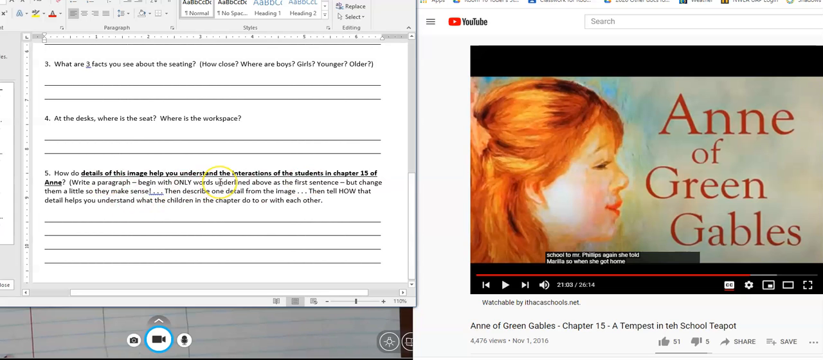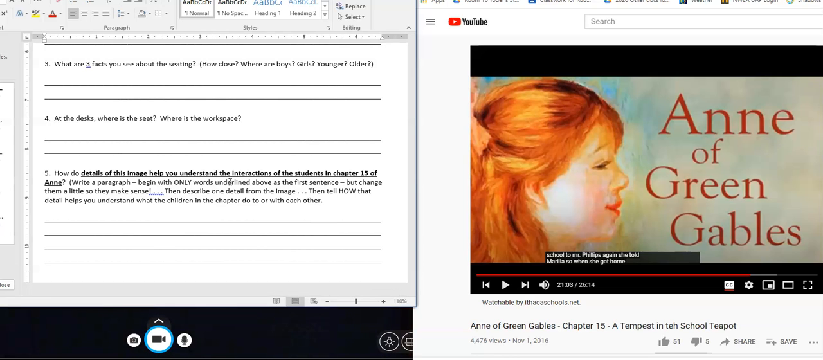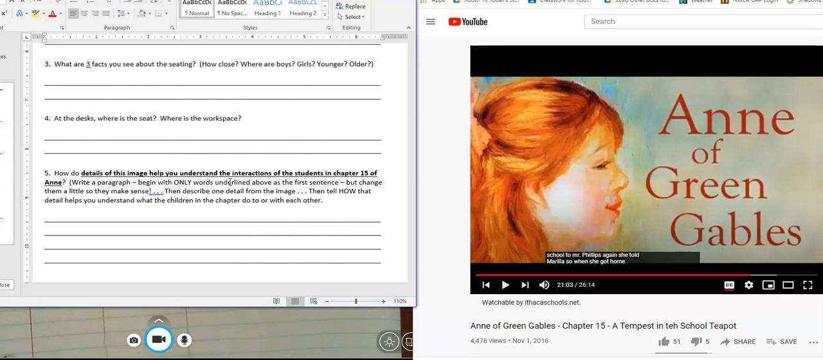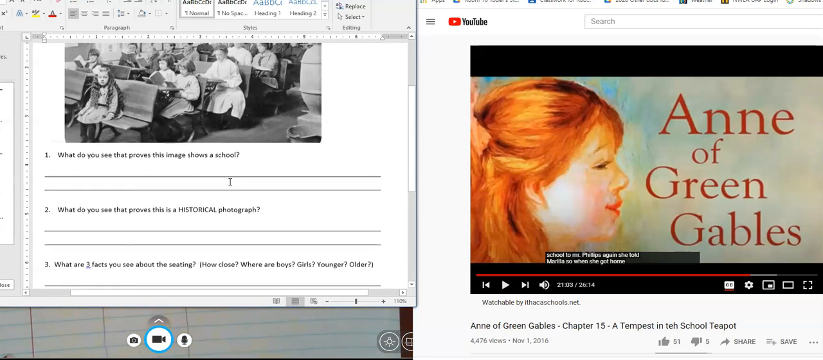Number 5, this one has to be a paragraph. And this one we'll talk about as you listen to chapter 15 with me, the rest of chapter 15. How do details of this image help you understand the interactions of the students in chapter 15, the way they relate to each other, why something is so upsetting based on the way that they are seated in the school building.